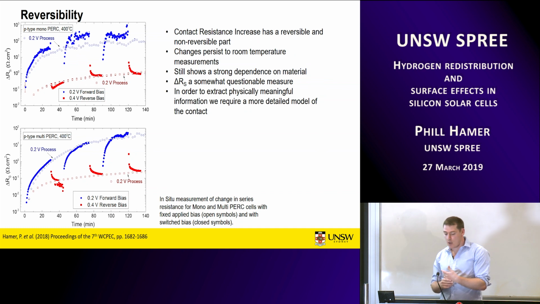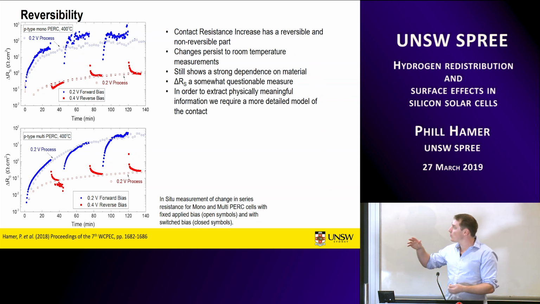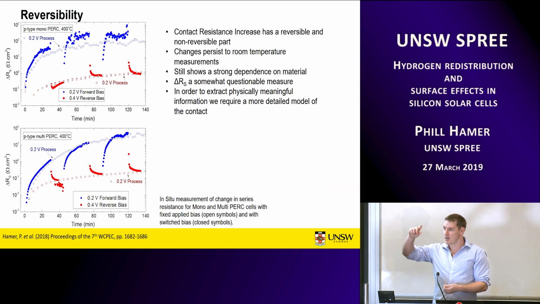So in these plots, the open circles show what would happen if we held the cell either at forward bias or reverse bias throughout the entire process. And the closed symbols are where we actually toggle it between the two. So we keep it at forward bias for a while, switch to reverse bias, back to forward bias, back to reverse bias. And what do we find?